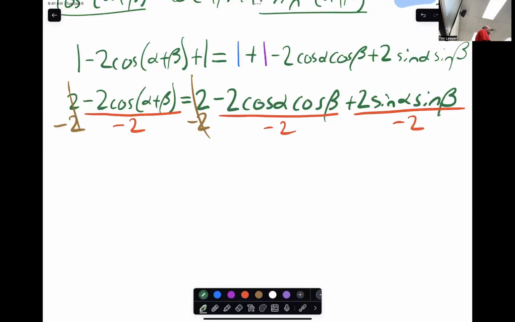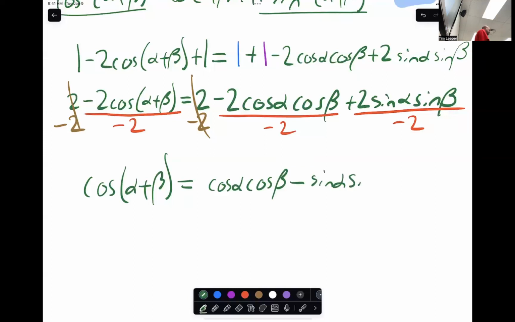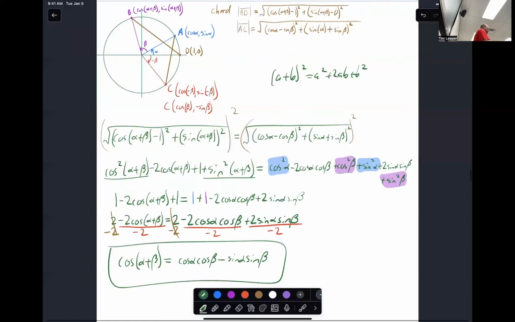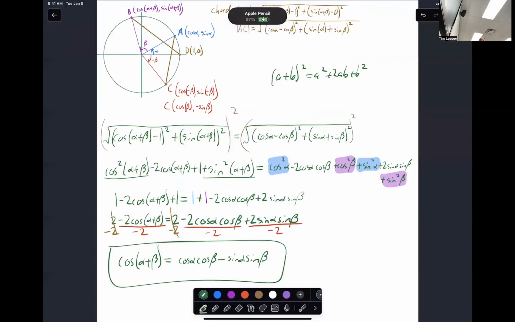So the left-hand side, as a result, would be cosine of alpha plus beta is equal to the right-hand side. Notice the -2 divided by -2 is a +1. So it'd be cosine alpha cosine beta, and then minus, the 2's cancel, leaves us with sine alpha sine beta. And there we go. Here's what we wanted. We know that the cosine of alpha plus beta is equal to cosine alpha cosine beta minus sine alpha sine beta.